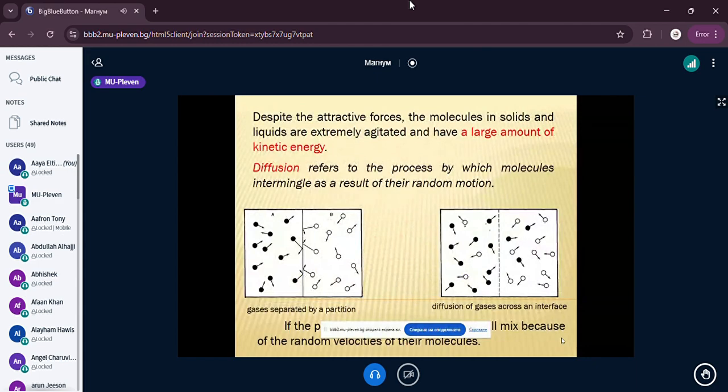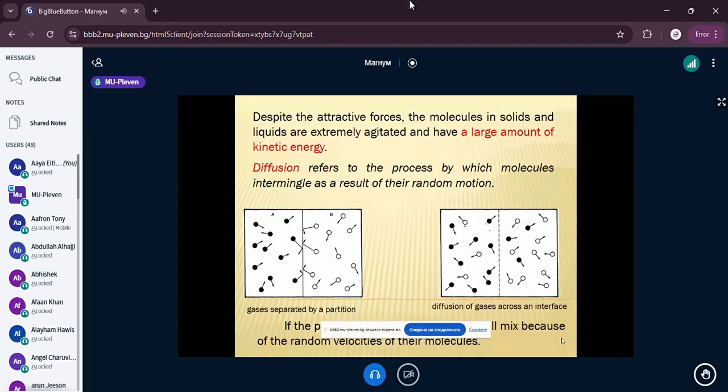So let us proceed here. In this slide, this is the beginning of the explanation of a phenomenon which is termed diffusion. Diffusion here is defined very descriptively.